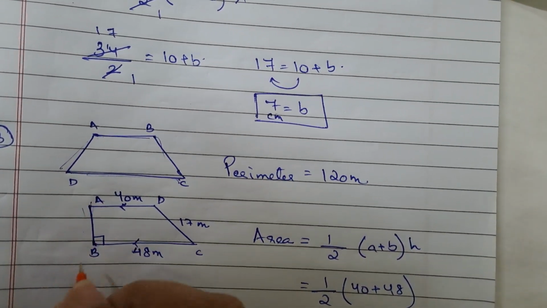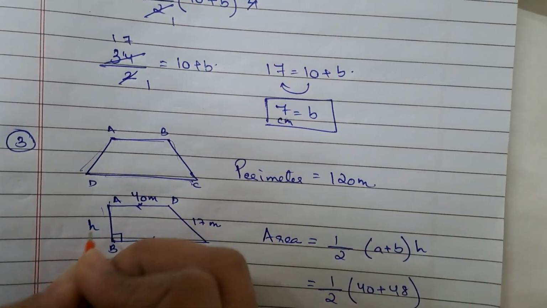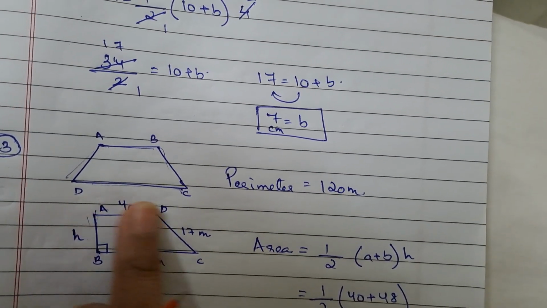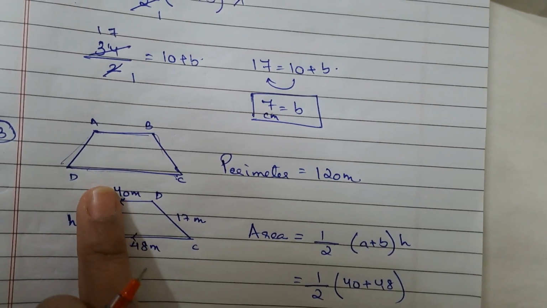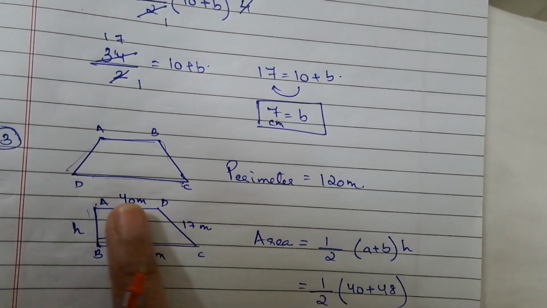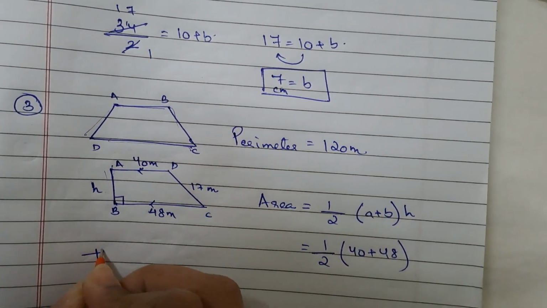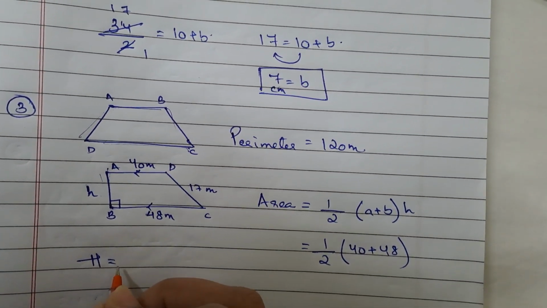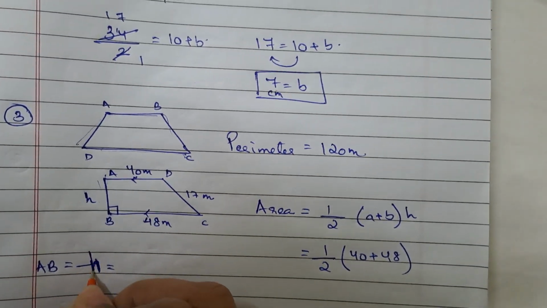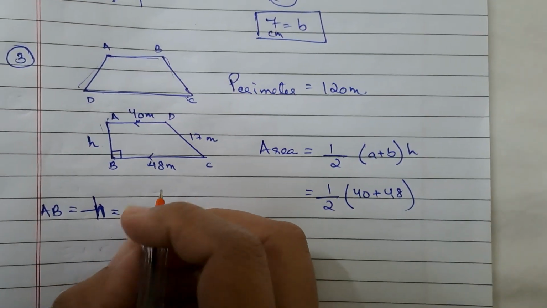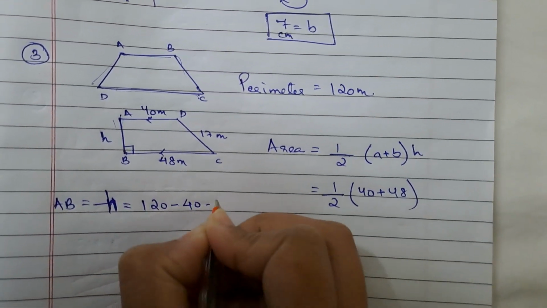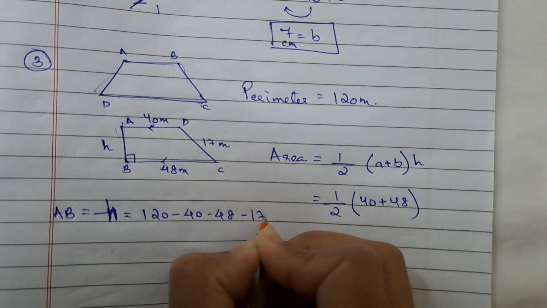And what about this perpendicular height? Now this height is a question to know. How can I find this height? I know the perimeter throughout this thing, it is 120. So from 120 to find the h, I can subtract all of this. So let me write it down. h, which is the AB side, is equal to a small h, and then we are going to write it as 120 minus 40 minus 48 minus 17 is what I'm going to do here.